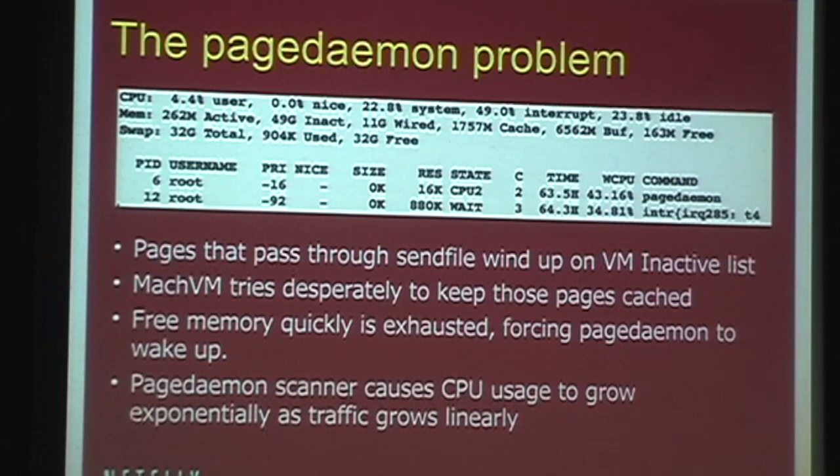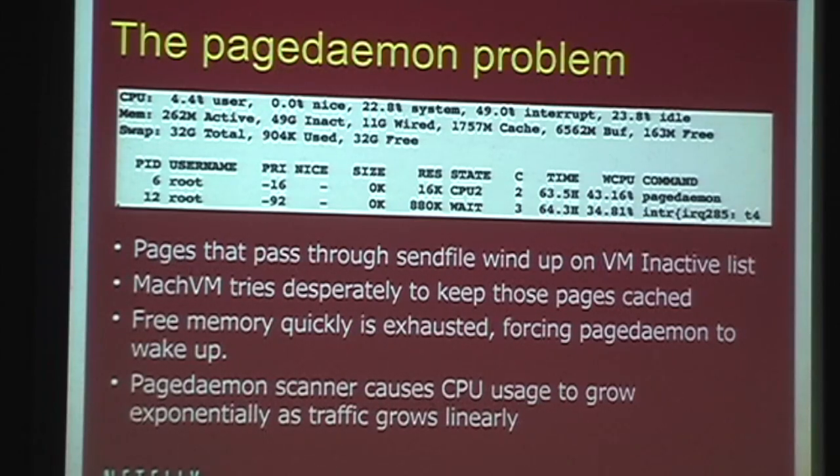The most amount of time that a page can stick around for us is a matter of seconds. So caching is very, very ineffective. Trying to keep a page around for later reuse is very ineffective for us. So we had this problem where the page daemon was really trying hard to do something we didn't want it to do. We looked at the page daemon. It's very complicated code. It's walking lots of lists, and there are lots of side effects with that.